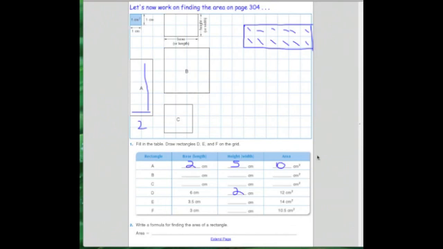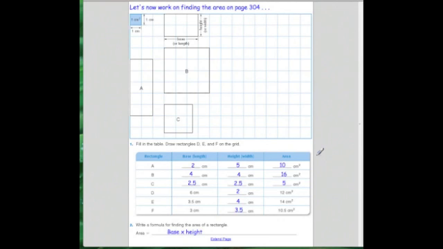Go ahead and pause now and finish this worksheet. When you've completed this, come back to the video to check your answers. Here are your answers for page 304. If you have any questions, please raise your hand.